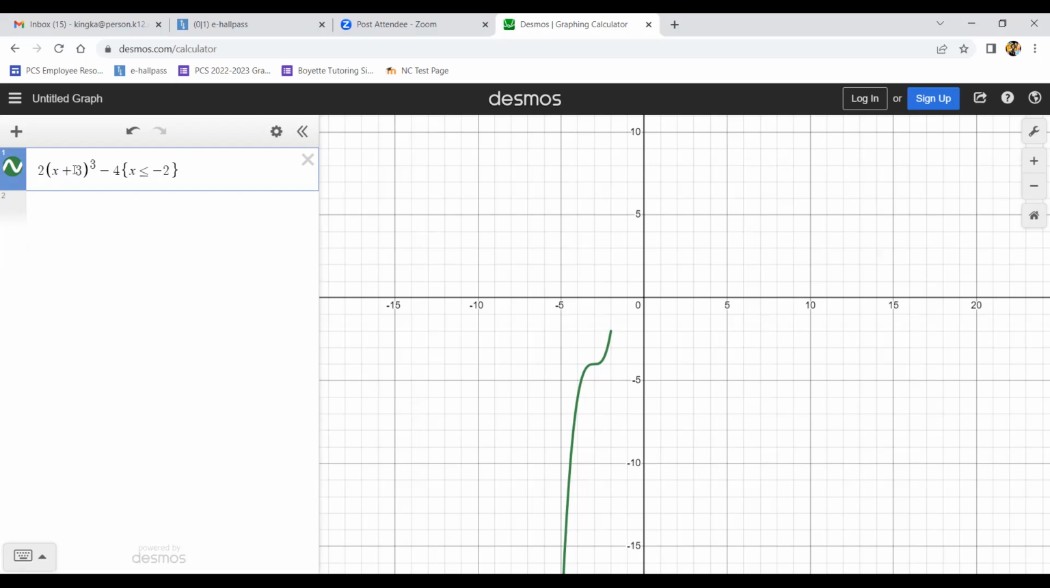Yeah. 2x plus 3 cubed and then minus 4. Is yours working now? Okay, so when you type it, type 2 and then x plus 3 to the third and then minus 4. You should definitely see that, right? But do you have this?